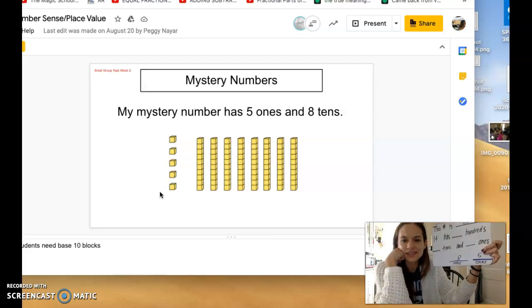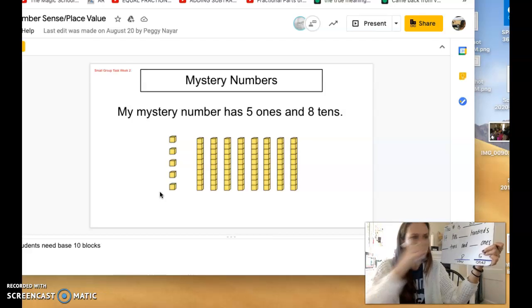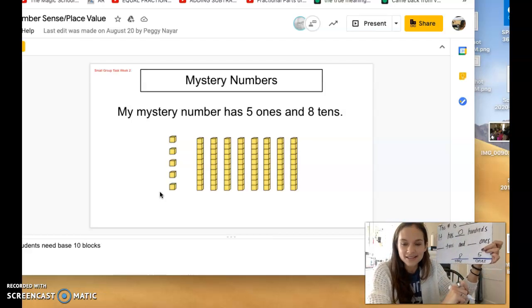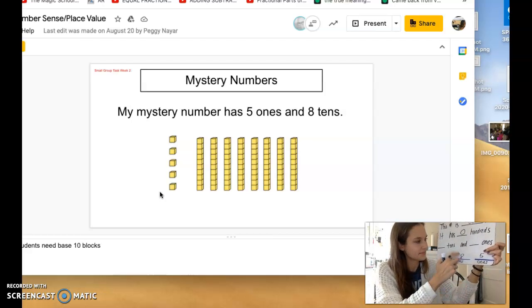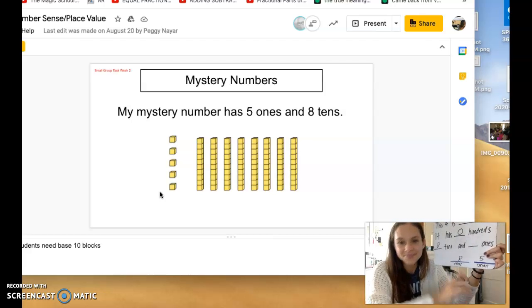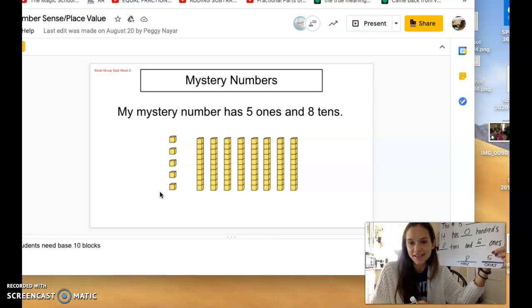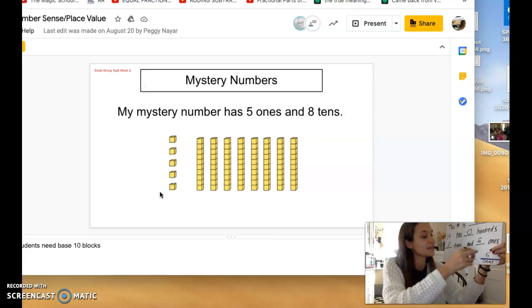How many hundreds does it have? That's a trick question. 0. It has 0 hundreds. How many tens does it have? 8 tens. And how many ones does it have? 5. Our mystery number is 85.